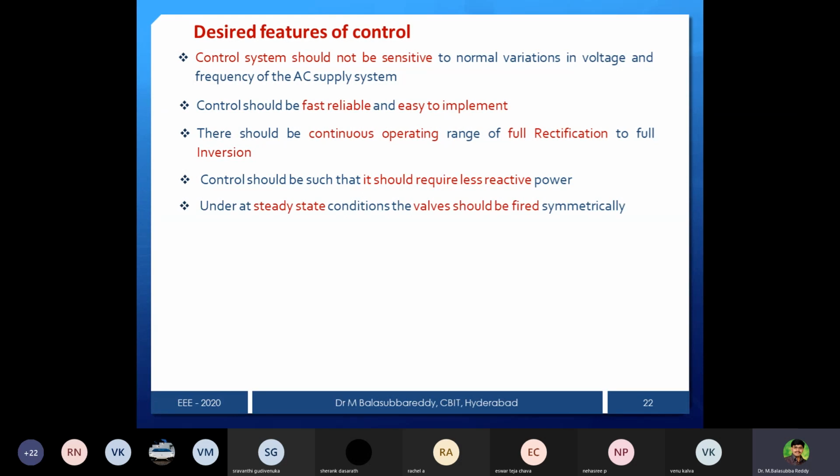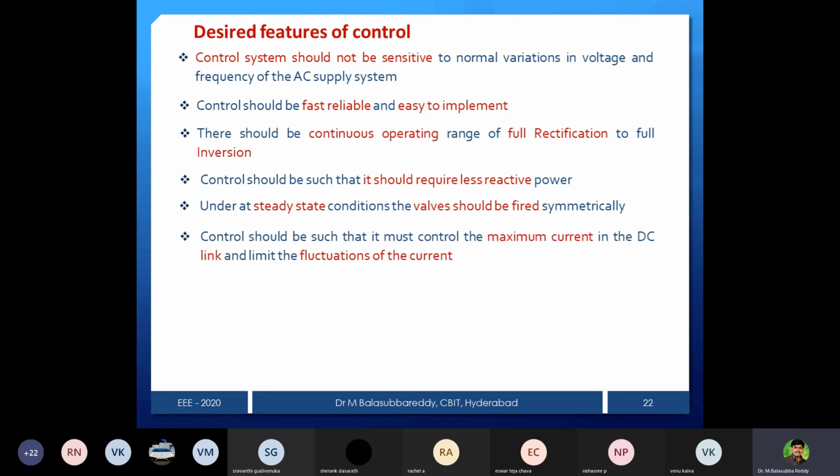Under steady state condition, valves should be fired symmetrically. So what is the meaning of symmetrical configuration and asymmetrical configuration? This comes into the picture in the case of a semi converter configuration. Two valves, or two thyristors, are connected in series in the same leg, and the other leg has only diodes. Therefore, while you are operating the system, all the devices will not be operating symmetrically. Some devices will be conducting for a longer interval, and some other devices for a shorter interval. So that is also why the valves should be fired symmetrically.